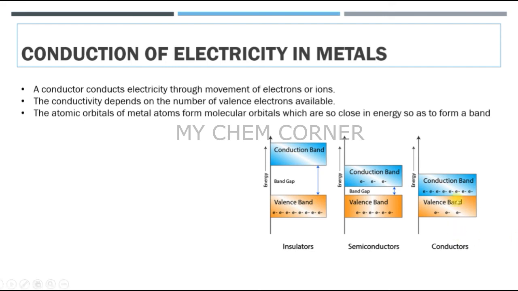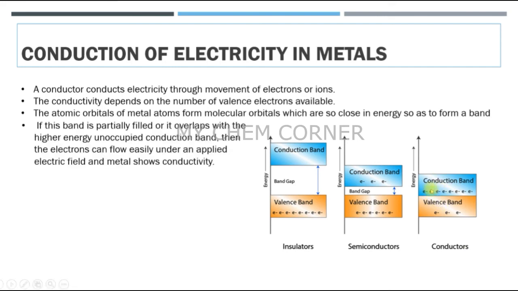So the electrons in the valence band are going to jump to the conduction band, which is the higher excited state. When this electron jumps from the lower state, which is the valence band, to the higher excited state, which is the conduction band, there is a conduction of electricity. So here the energies are so close that electrons can easily jump to the conduction band.